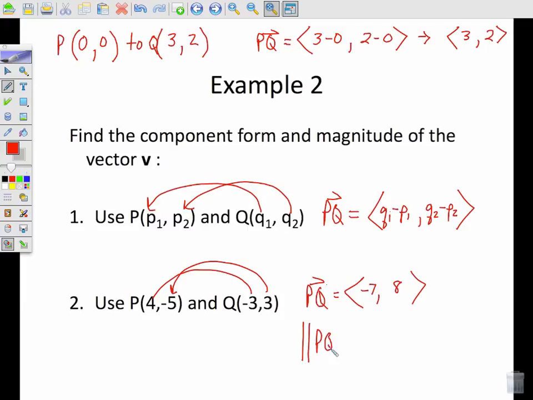Okay, so if this is my vector, the magnitude of this vector would equal the square root of, since we've already done the subtraction here, you've already done the negative 3 minus 4, so all we have to do is just square the negative 7 plus, and this is already subtracted, so square the 8. This equals the square root of 49 plus 64, which is 113. There's the magnitude of it.